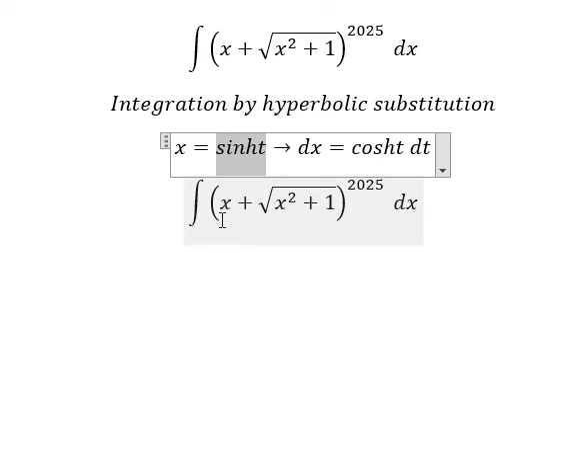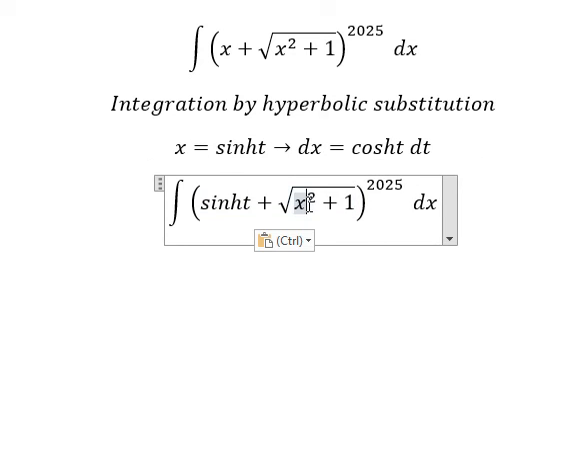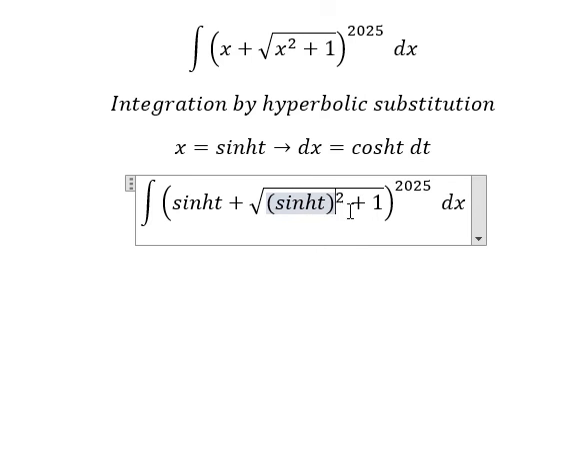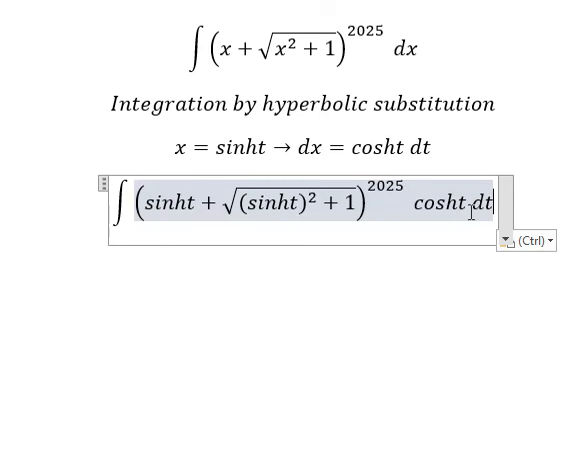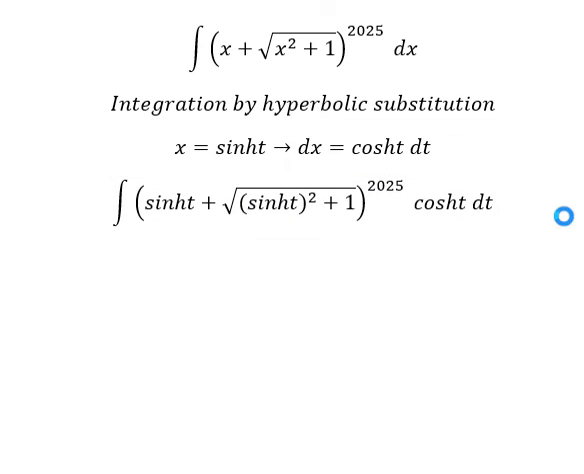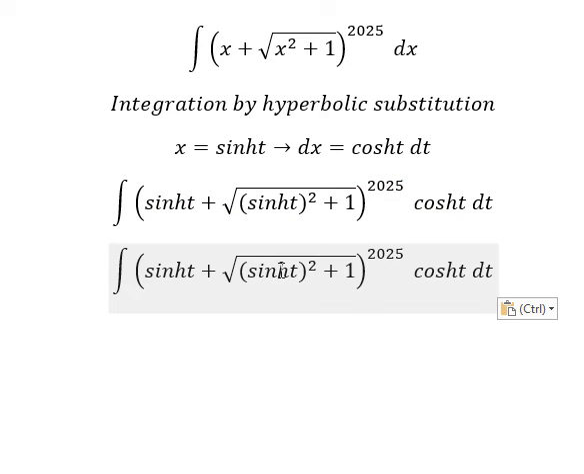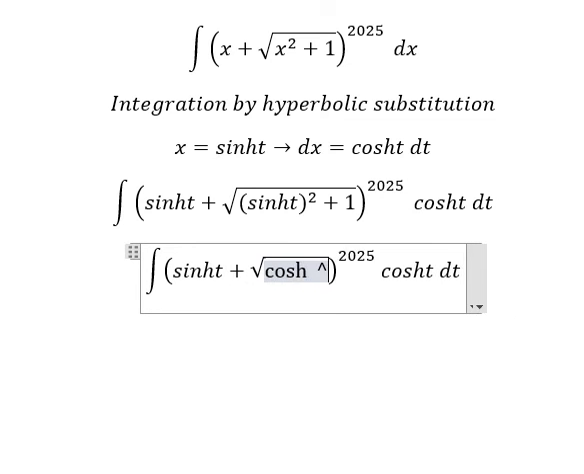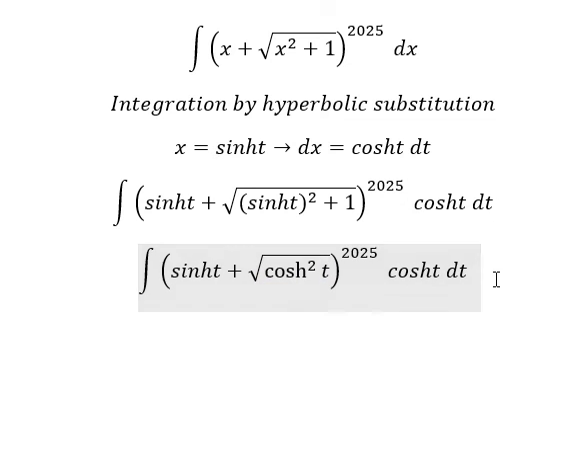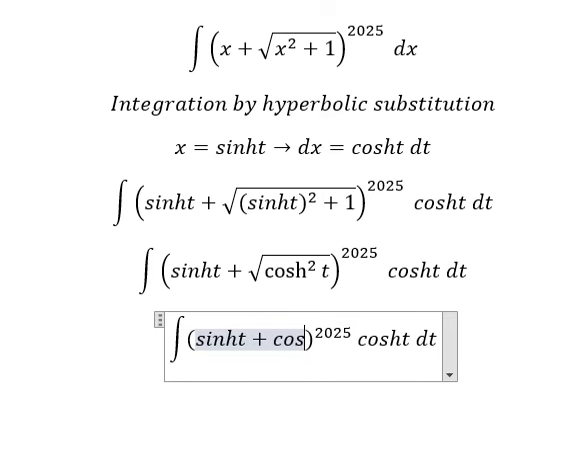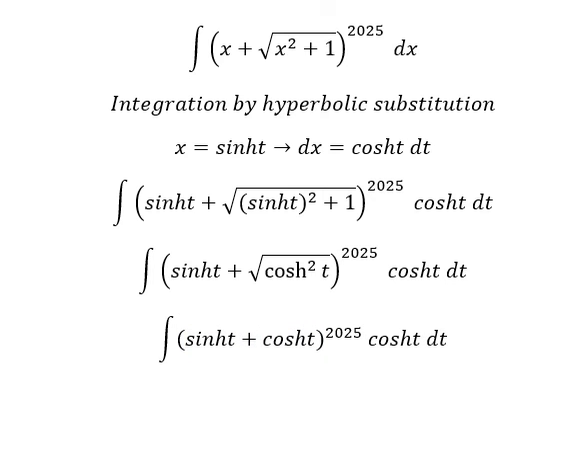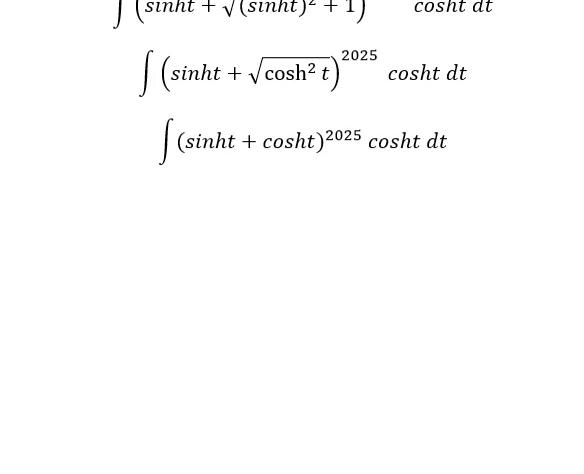So this one I will put in here and here. So the s that is about this one. So 1 plus sinh t squared, that is about cosh t squared. The square root of this one, that is about cosh t. Now we have the formula in here.